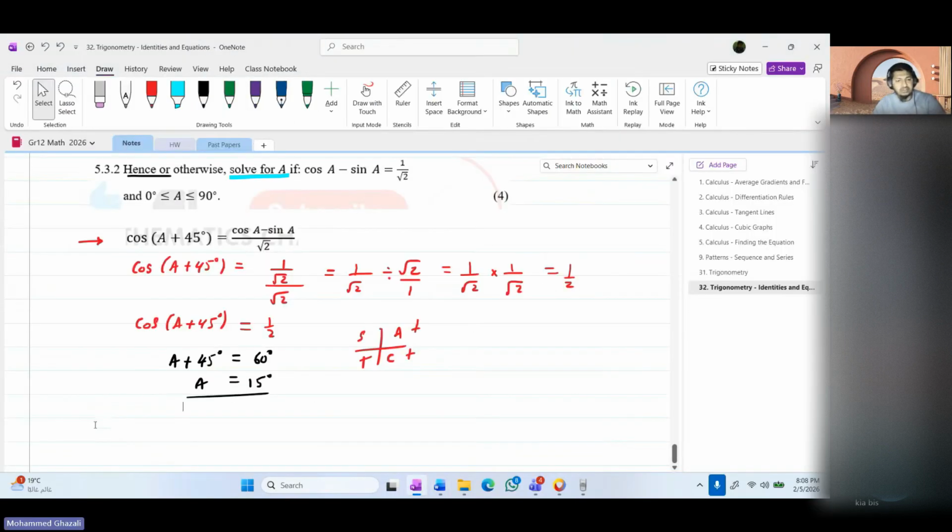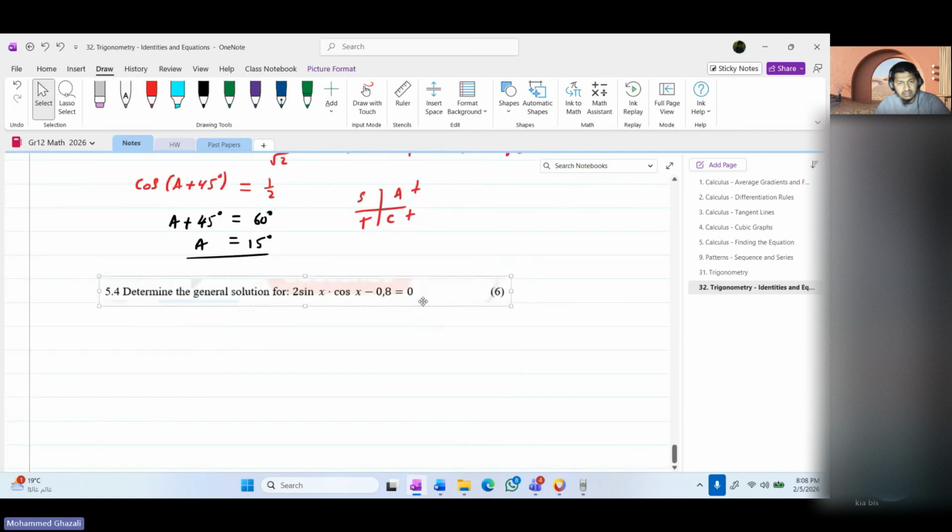Look at the next question. They ask for the general solution. Look at how this general solution is structured. I hope it's not that difficult. Let's see: 2 sin x cos x minus 0,8 is equal to 0.